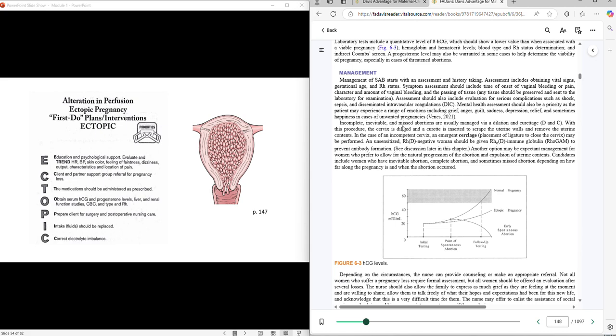Incomplete, inevitable, missed abortions are usually managed by D&C, which is dilatation and curettage, where they go in and scrape with a curette all of the tissue that's on the uterine wall. But they do need to receive that RhoGAM shot, okay? It's very important that they receive that if they are any type of negative.